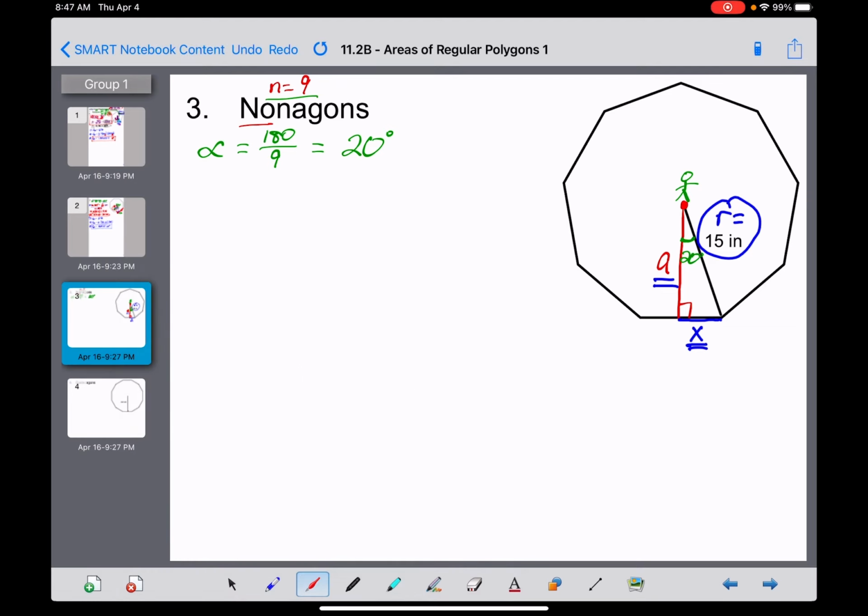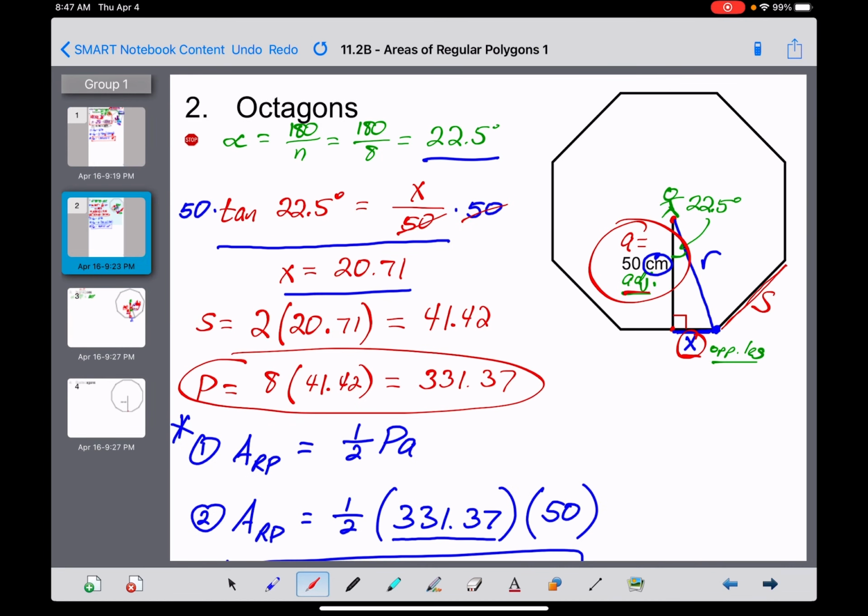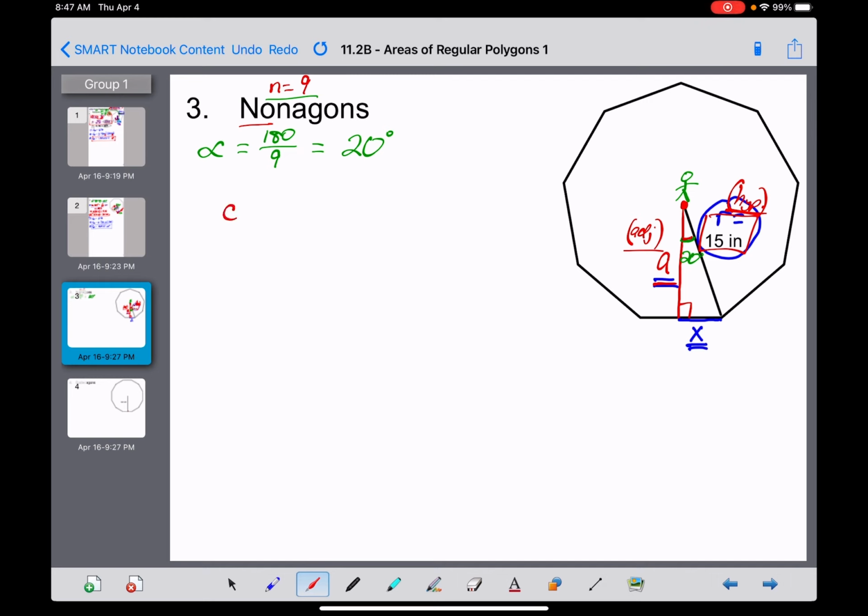So if we're going to find A, we're standing at this angle right here of 20 degrees, and we know the hypotenuse of this right triangle. That's our radius, and we need the apothem, which is the adjacent leg. So back to SOHCAHTOA, which one uses hypotenuse and adjacent? That is going to be cosine here. So for the first time today, we're dealing with a cosine equation. The cosine of our angle, 20 degrees, is equal to our adjacent leg, A, over our hypotenuse, which is 15.